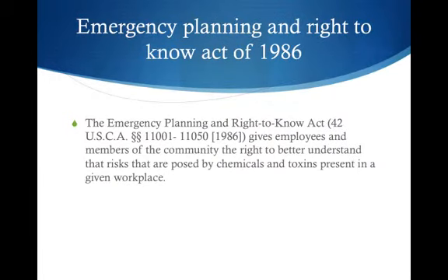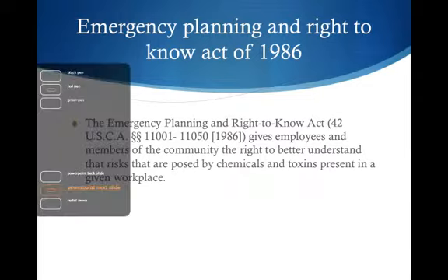Emergency Planning and the Right to Know Act of 1986. The Emergency Planning and Right to Know Act gives employees and members of the community the right to better understand the risks posed by chemicals and toxins present in a given workplace. From this act, we now have MSDS sheets, or material safety data sheets, covering all the hazardous chemicals in our work environment. We're supposed to either have available knowledge through an online number or database, or very simply have the actual chemicals listed in a book so that we have access to them. And again, right to know.